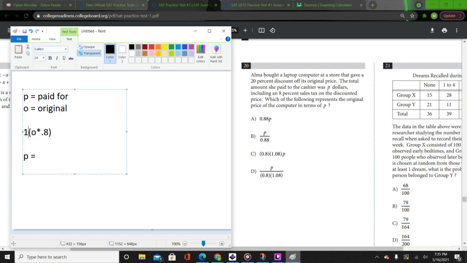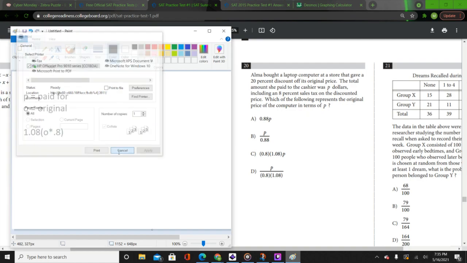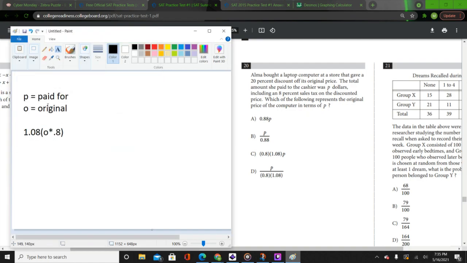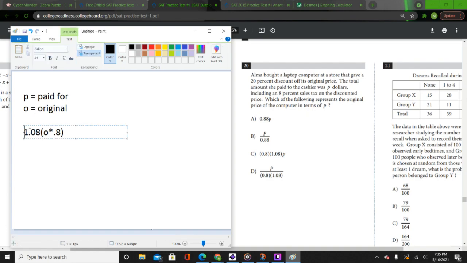By 1.08. And this is indeed equal to p. P is in fact, yeah, I can't really work backwards. Oh no. So this is the best I can do. P is equal to 1.08.